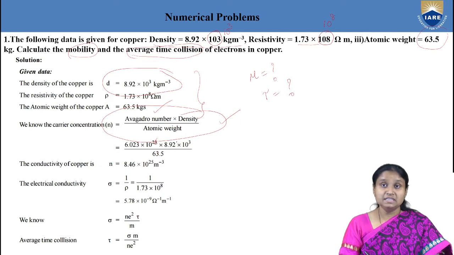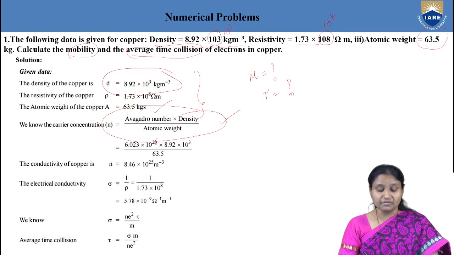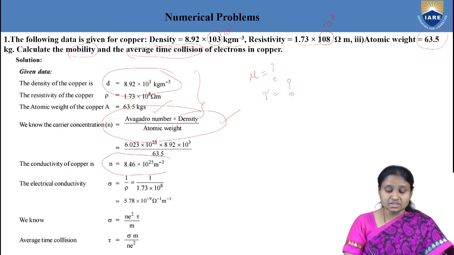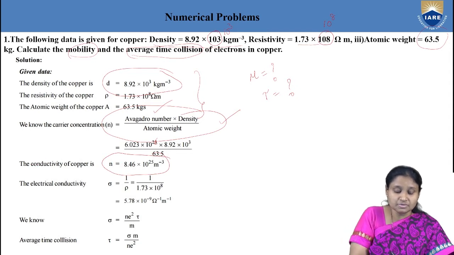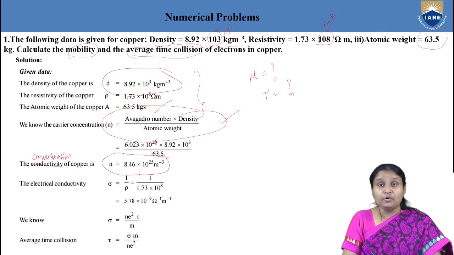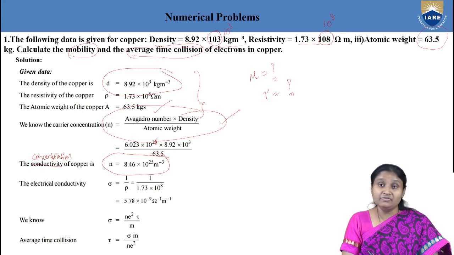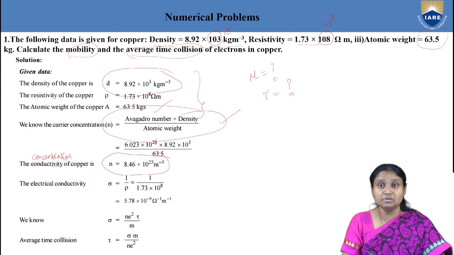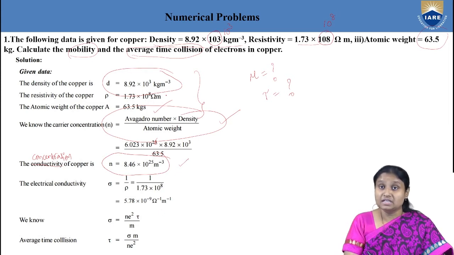And what is the value of density? Density is 8.92 into 10 to the power of 3, which is already given, divided by the atomic weight, 63.5. When we simplify, the concentration of electrons in copper comes out to be N equal to 8.46 into 10 power of 25 electrons per unit volume, that is, per meter cube.